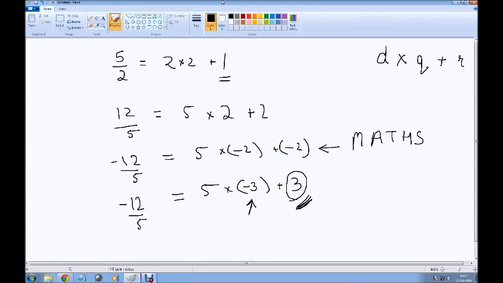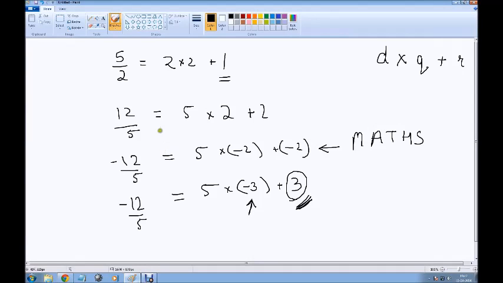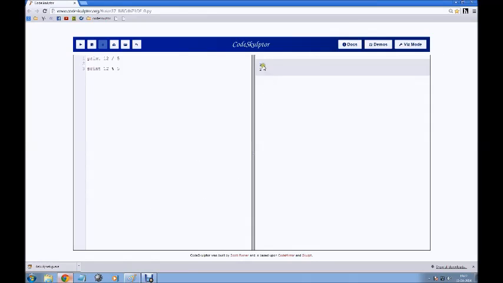I've actually written this in code sculptor over here. So let's try this. Here's 12 by 5 and 12 modulus 5. This would give us 2, 2. Let's check it. Okay, here was 2, 2. We got it correct. This is the quotient, this is the remainder.